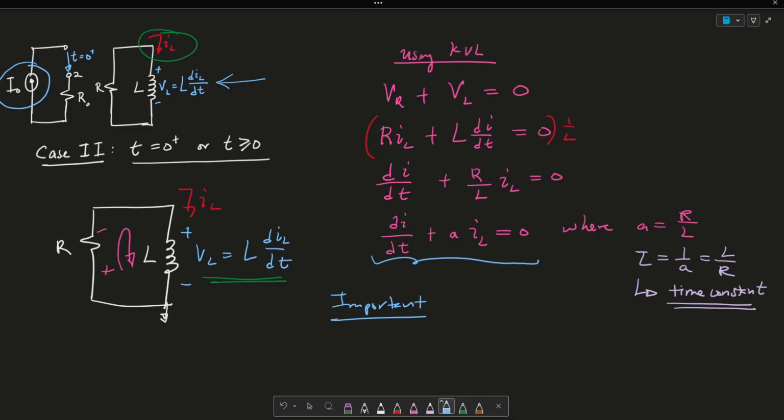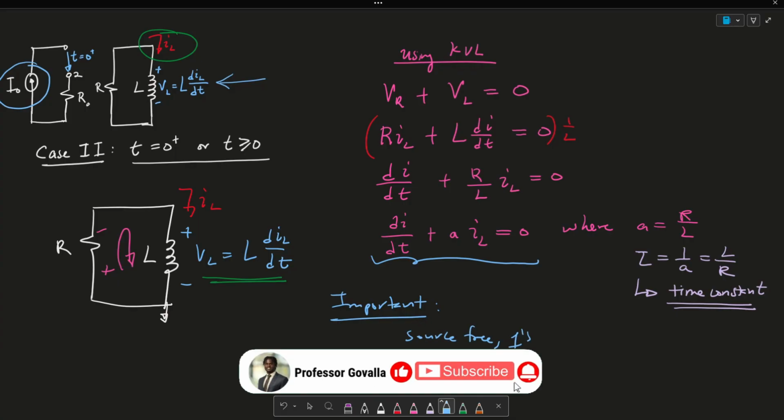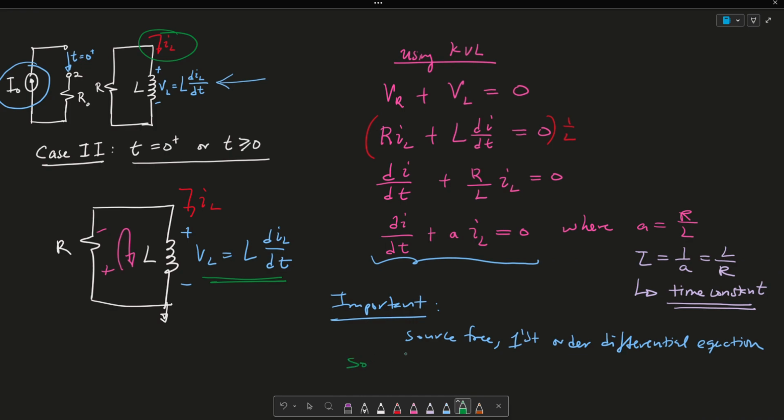Since our circuit has no source, we call it a source-free first order differential equation. And the solution to this source-free first order differential equation is what's called the natural response, or the discharging condition of my circuit, of my RL circuit. Okay, so this is very, very important. So we call this the source-free first order differential equation, and the solution, which we'll find out now, is called the natural response.